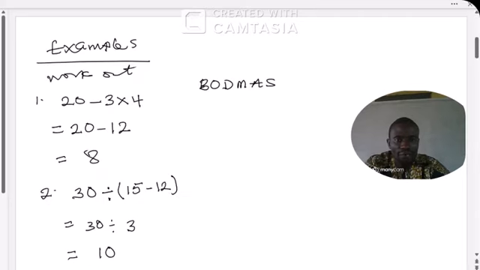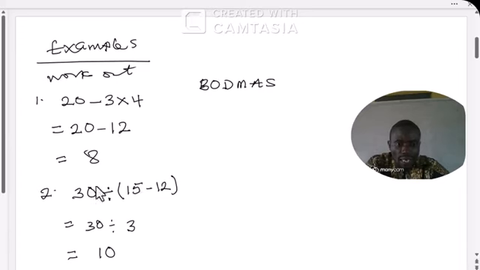Now, from the example here, I say 20 minus 3 times 4. Here, you'd see that if you don't follow the order, and you do subtraction before multiplication, you will say 20 minus 3, that will give you 17. You now say 17 times 4, which is wrong. You need to follow it: multiplication first, then subtraction. So multiplication, 3 times 4, you get 12. You now subtract 12 from 20, you get 8.